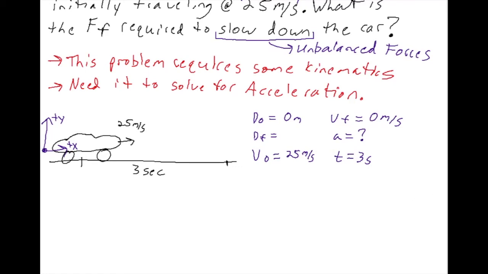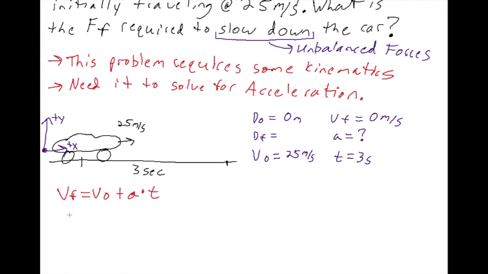So we have all the variables that we need in order to solve for acceleration. Looking at the equations, I notice that the one I want to use is the little pup. So I'm going to go ahead and write that down below. VF equals VO plus A times T.